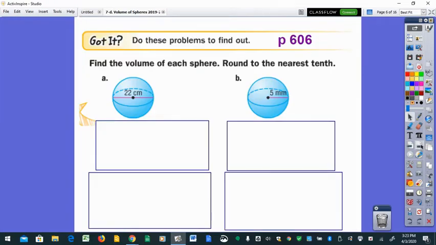This is your opportunity to give it a shot. So I'd ask you to pause the video and find the volume of each of these spheres. And when you are all set, press play, and we'll see how you did.